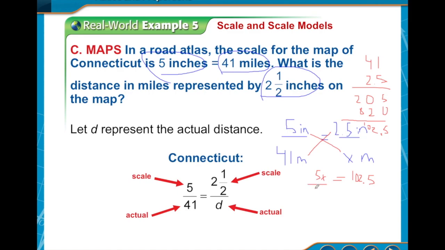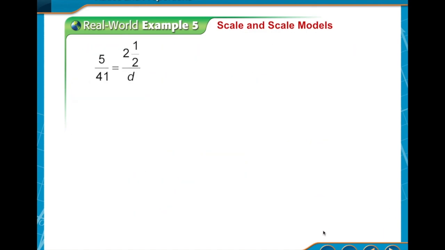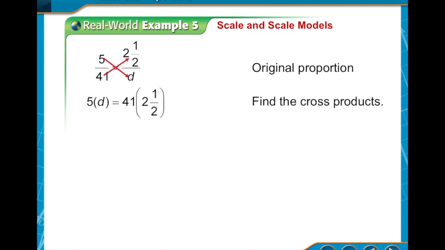Next, to get x alone, we have to divide both sides by 5. And x will equal 102.5 divided by 5, which should be 20.5. So let's double check that. That looks good to me, but let's double check to make sure. So there's our original. We multiply across. We get the cross products like we said.